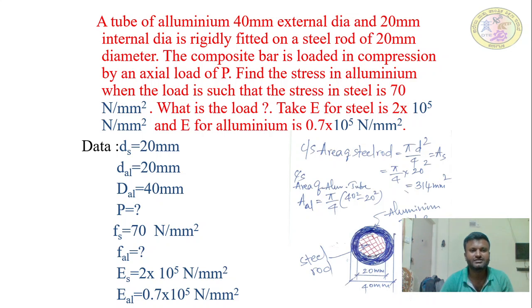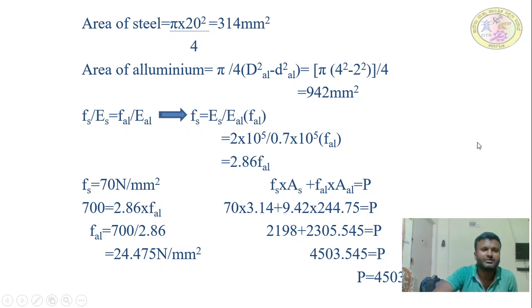Okay. DS is given steel 20, the aluminium internal dia 20, external dia 40. P we need to calculate. Stresses taken by steel is given 70 newton per mm square. Stresses taken by aluminium we need to calculate. ES is given 2 into 10 to the power of 5 newton per mm square, and E aluminium is given 0.7 into 10 to the power of 5 newton per mm square. Area of the steel is equal to pi into 20 square divided by 4, 314 mm square. Area of aluminium is equal to pi by 4 into d square outer minus d square internal. How much is it? 942 mm square.